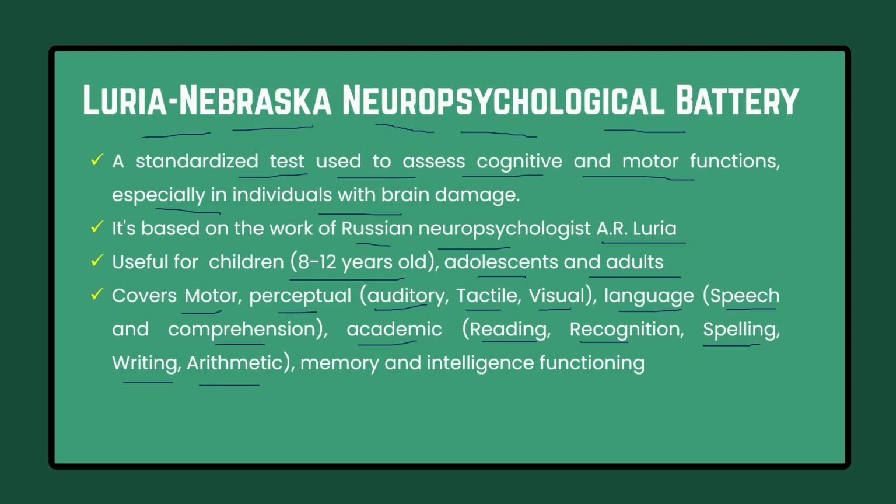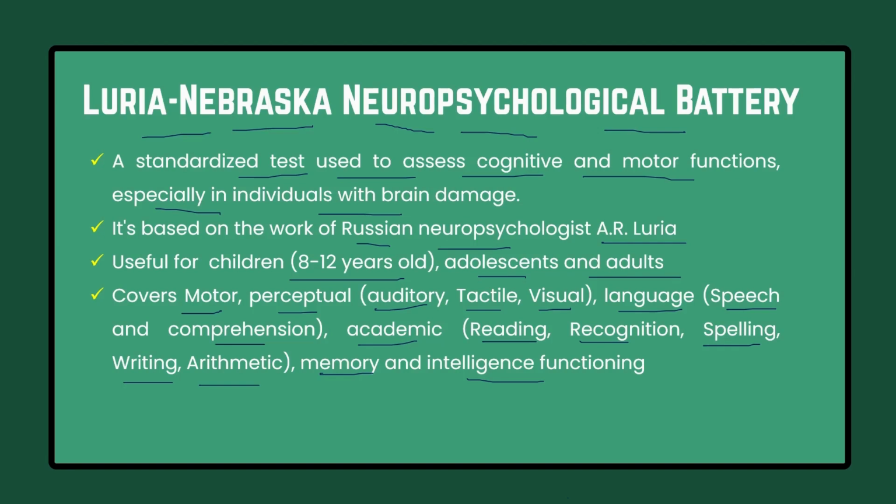If you are able to read, if the patient is able to recognize things, if you are able to spell things properly, if you are able to write everything properly, if you are able to do simple mathematical calculations or not. Okay, that comes under academic functions. Then there is memory, how well someone is able to remember things, and intelligence functioning. So all these are tested by the Luria-Nebraska Neuropsychological Battery. Again, it assesses cognitive and motor functions in people who recently had a brain damage.